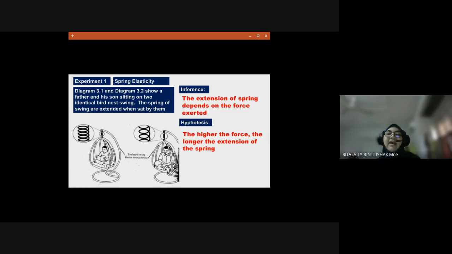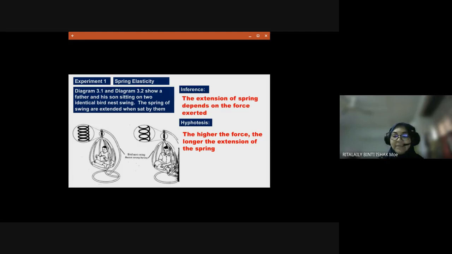For inference, we write a general relationship. We say that this one influences this one, or this factor affects this factor. But as for hypothesis, the relationship must be more specific.